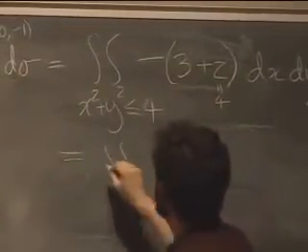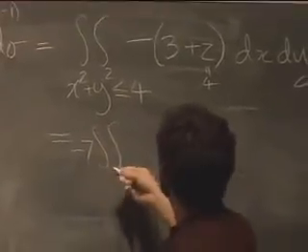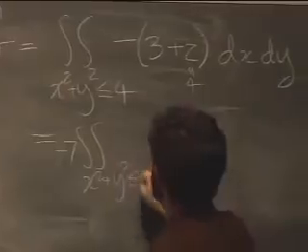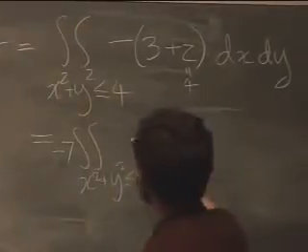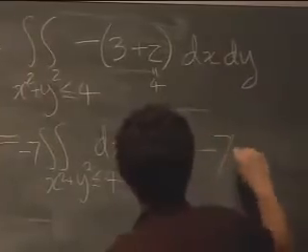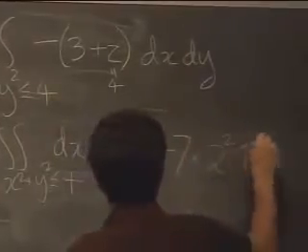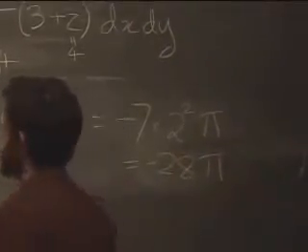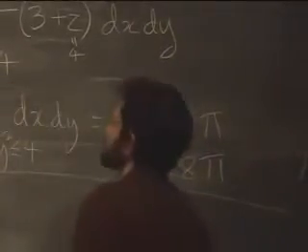So this is minus 7 times the area of a disk of radius 2. So it's minus 7 times 2 squared pi, i.e. minus 28 pi. Okay, so any questions as to how that came about?